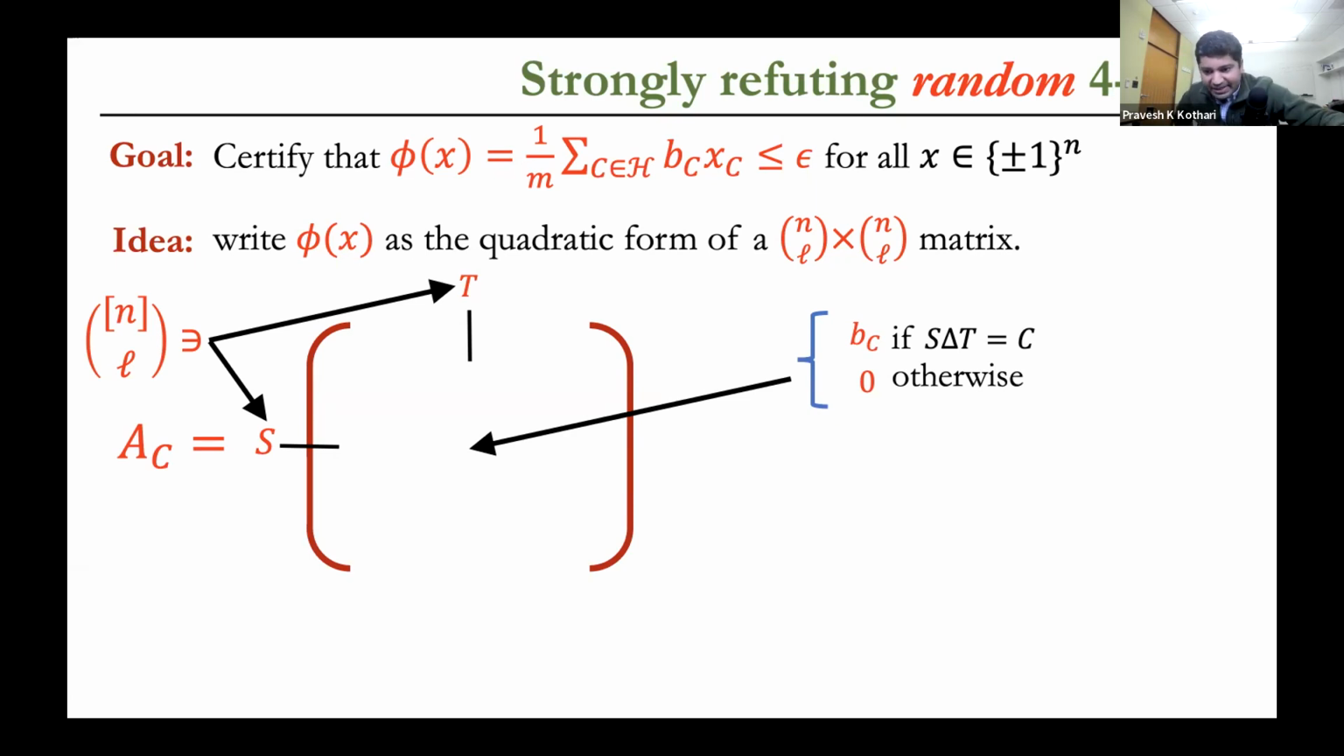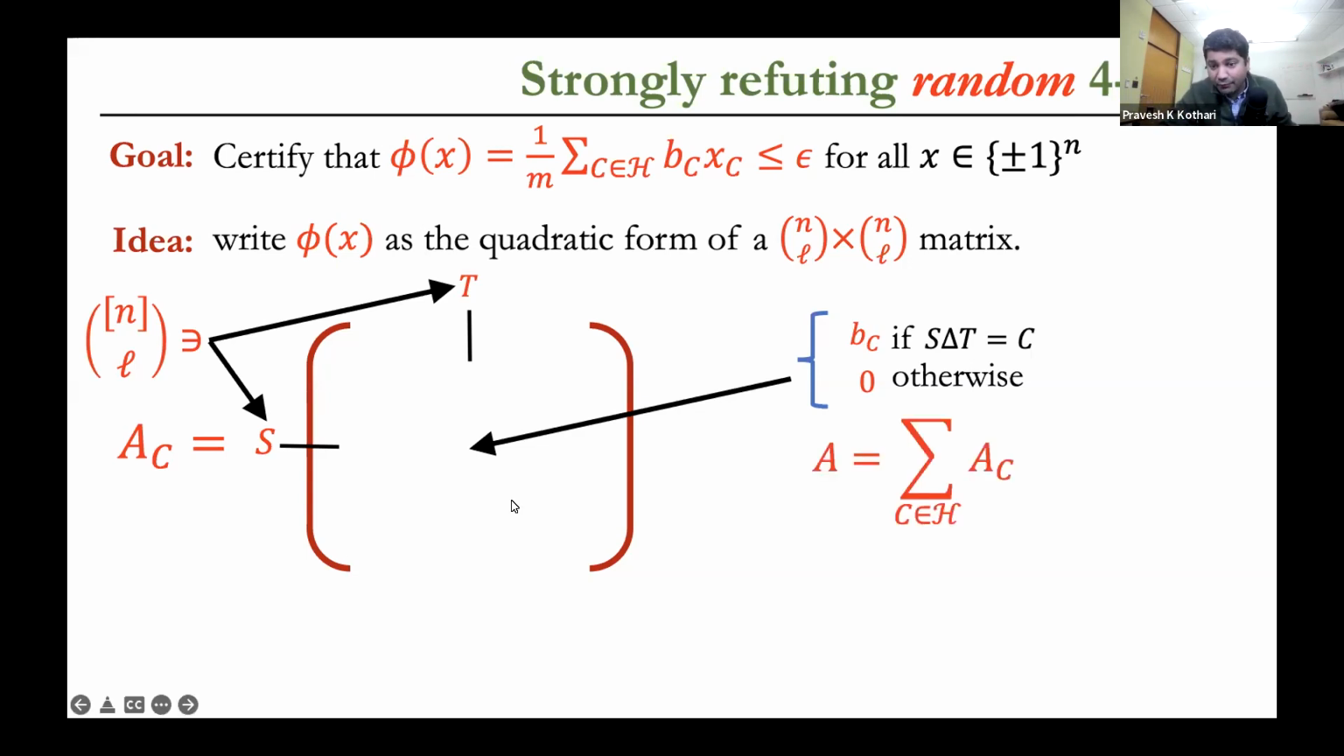So this is my matrix A sub C. For a single constraint appearing in my 4 XOR system, I'm going to have this matrix. Basically, I'm going to have a non-zero entry for every pair S, T which XOR out to C, or which symmetric-difference out to C, okay? Notice that this is a pretty sparse matrix, because an entry requires that S and T have a symmetric difference of 4, even though they are both sets of size L, okay? But we're okay with that. We don't mind, okay? So that's A sub C.